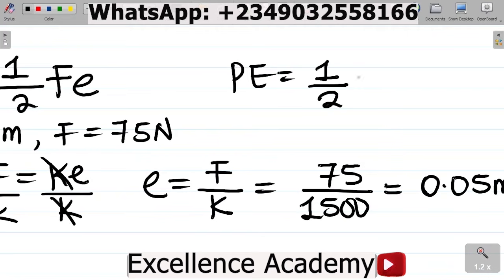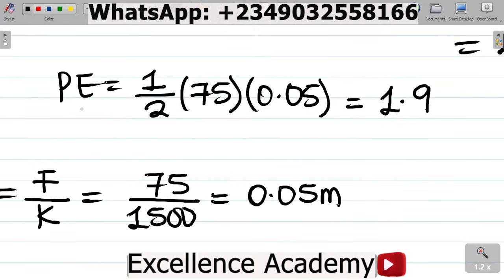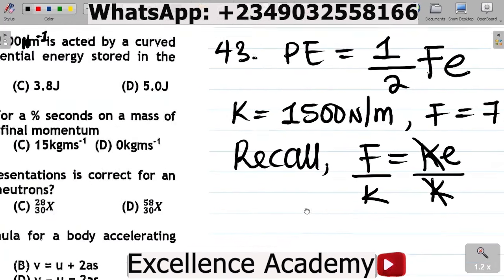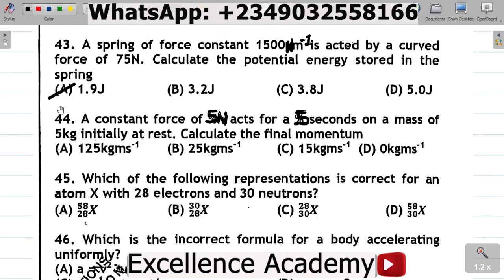So from here, we can now get the value of potential energy, PE, as equal to half, 1 over 2, times F. F is 75. That's the force. Times extension. E is 0.05. Let's multiply this. What do you have? Half times 75 times 0.05. You have your answer as 1.875, which is approximately 1.9. We are calculating energy. Energy is in joules. So you have the answer as 1.9 joules approximately. Let's see which option that is. That is option A, 1.9 joules approximately. So you have this.